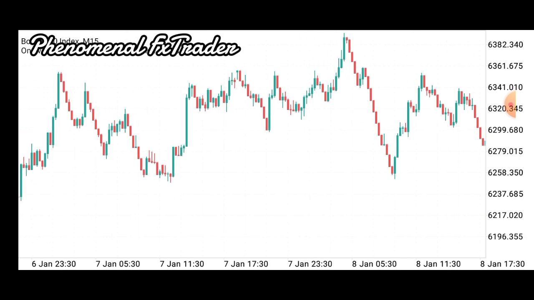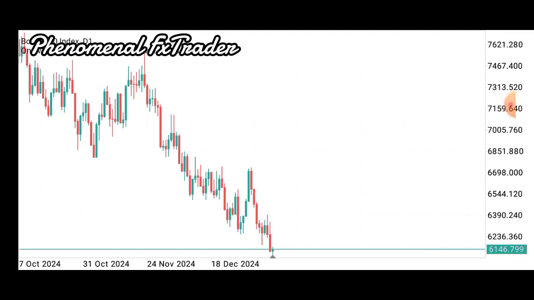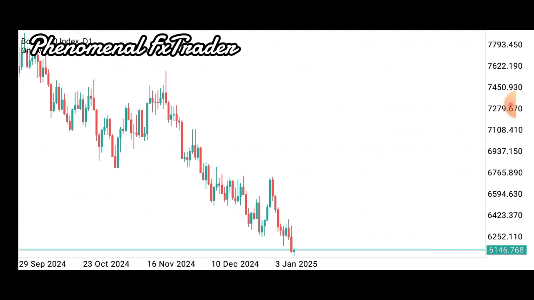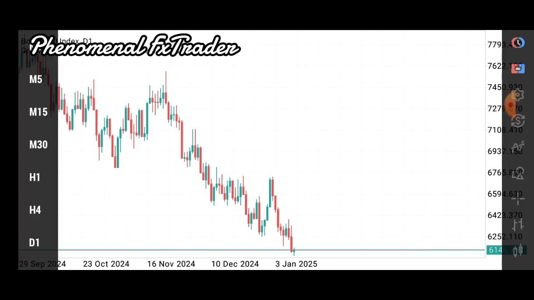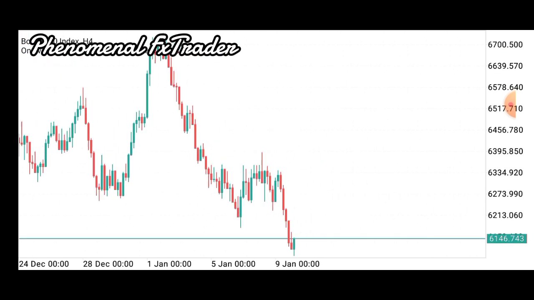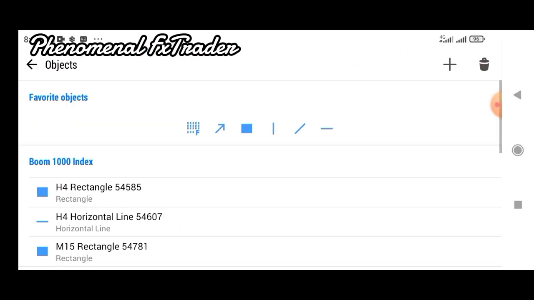Now, for example, if I go to the daily time frame, you can see the market is actually bearish on the daily time frame. Then if you go down to the 4 hourly time frame, I want to first of all consider this particular spot around here. Let me just mark it out.